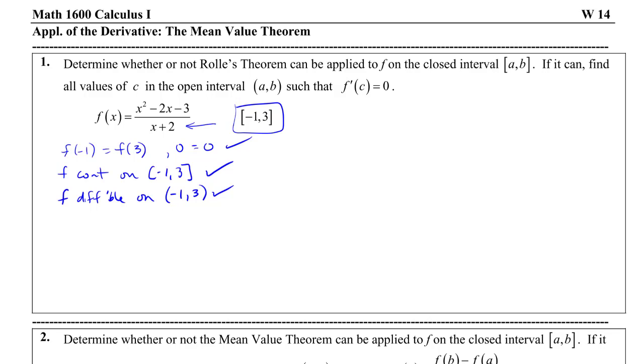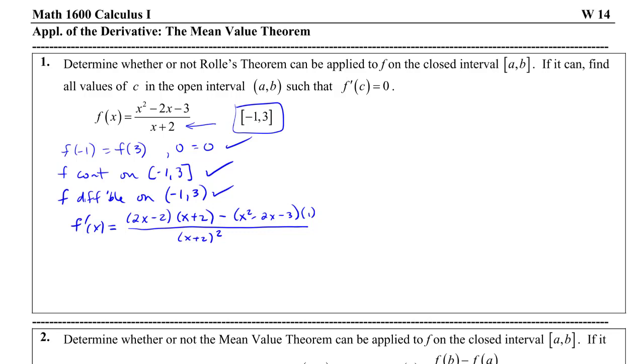And so what we do know is it is, but let's say you had some doubts. Let's just take a look. Let's calculate the derivative. We're going to need it anyway. So, quotient rule. We're going to be doing 2x minus 2, derivative of the top, times x plus 2 on the bottom, minus the top, x squared minus 2x minus 3, times derivative of the bottom, which is 1, all over (x plus 2) squared.